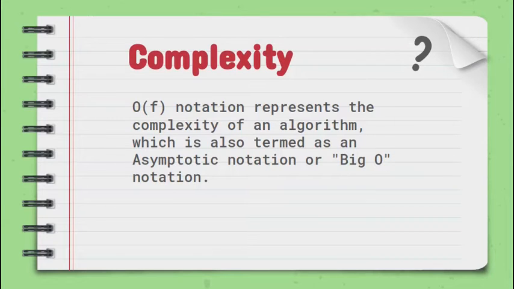All right, so then big O of F notation represents the complexity of an algorithm, which is also termed as the asymptotic notation or big O. Asymptotic notation is one of the upcoming tutorials, where we are going to go into detail as far as that topic is concerned. So here the F corresponds to the function whose size is the same as that of the input data.